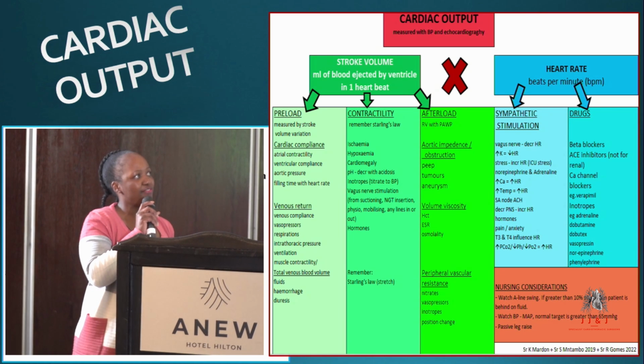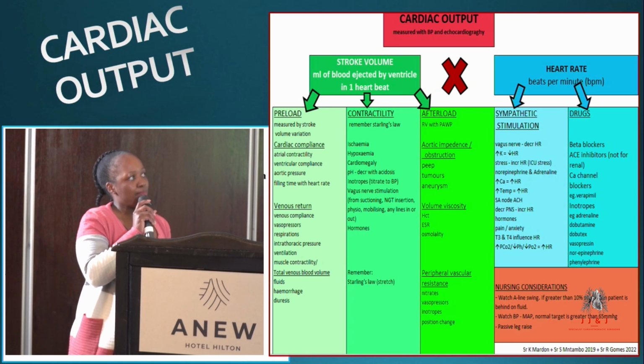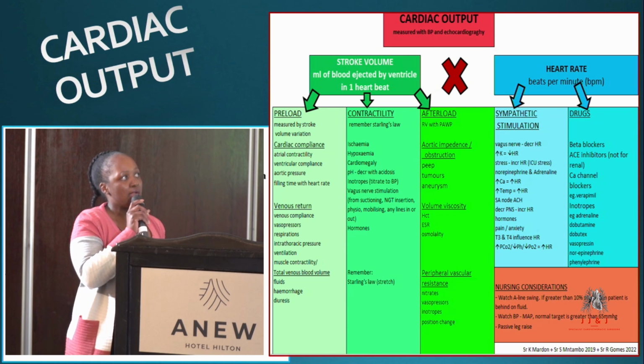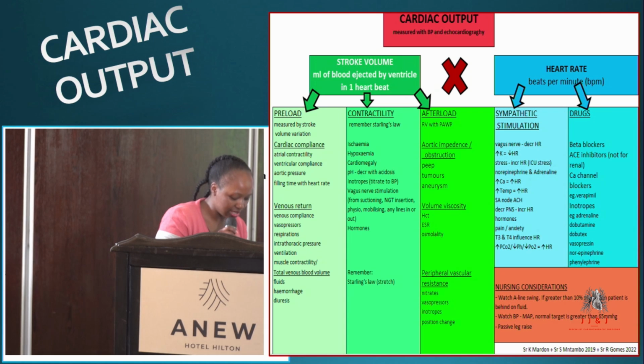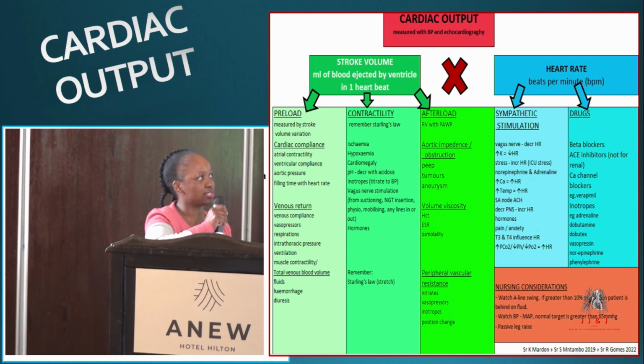Then we have cardiac output, which is made up of a stroke volume and a heart rate. So it's stroke volume times heart rate equals cardiac output.